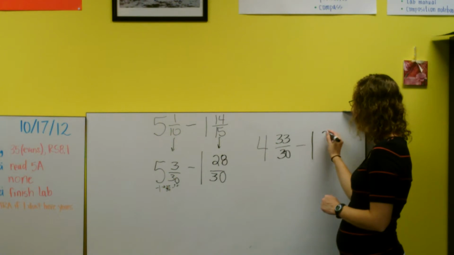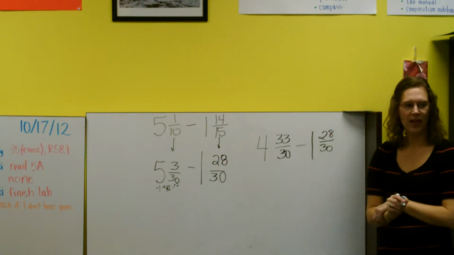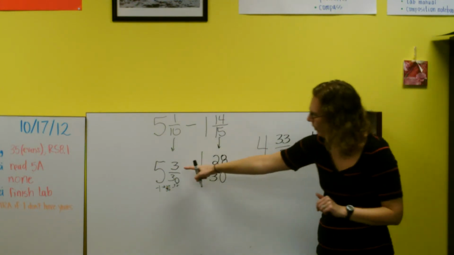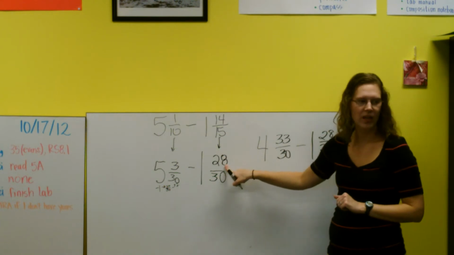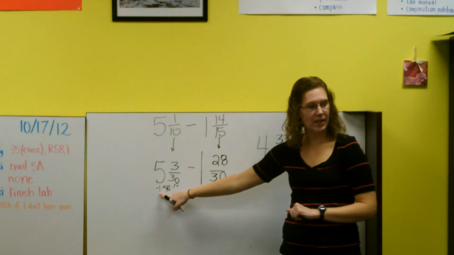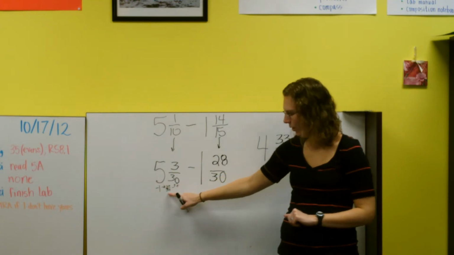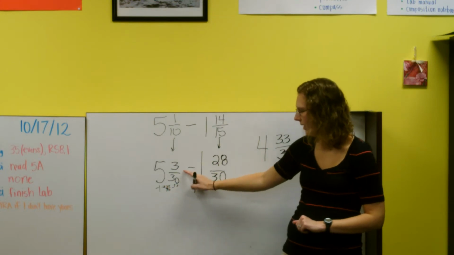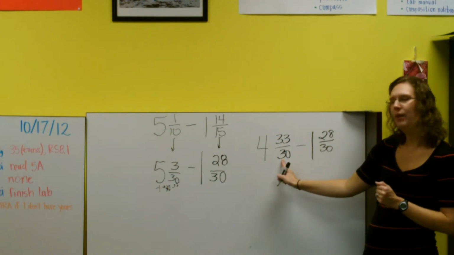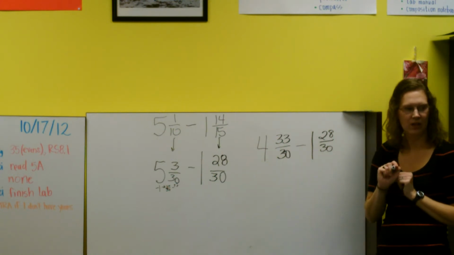So now, can I take 1 and 28 over 30 away from that? We had a 3. We can't take 3 and subtract 28. So we had to turn this 3 over 30. We borrowed a 1, like we did in subtraction, from the 5. We morphed it into 30 over 30, and then we added it back to this guy. So now we borrowed the 1, the 5 became a 4, and we added 30 over 30 to 3 over 30. Does that make sense?